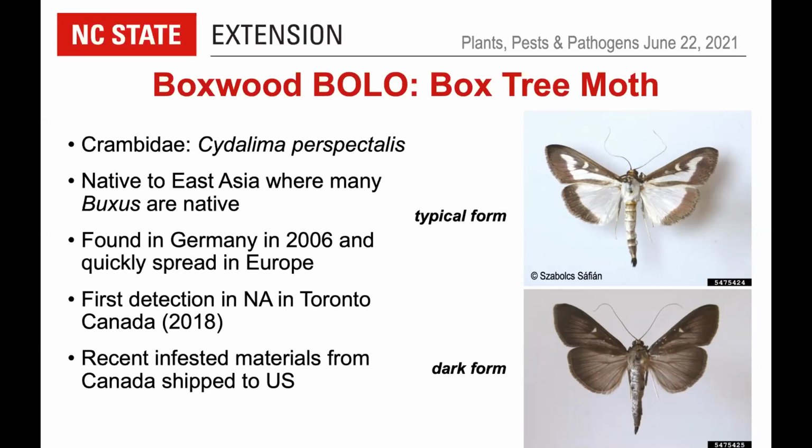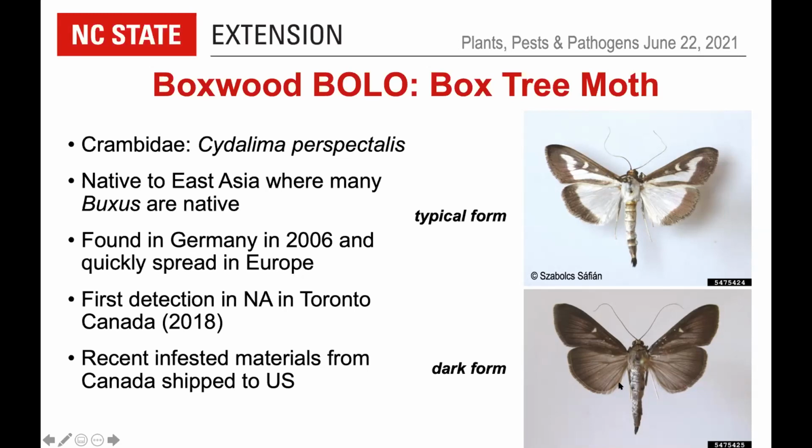Now, they were first detected in North America in Toronto, Canada in 2018 by some moth photographer, who just took a photo, and people recognized that it was something new to the region. Unfortunately, because it's now kind of established in Canada, there was some recent infested material from Canada shipped to the US. So there's been a very high alert about this pest because it's very destructive. All the pests I talked about today are fairly benign. They can cause some issues with how the boxwood looks, but they rarely ever kill it or do anything really serious. But as you'll see, this is a really serious pest.